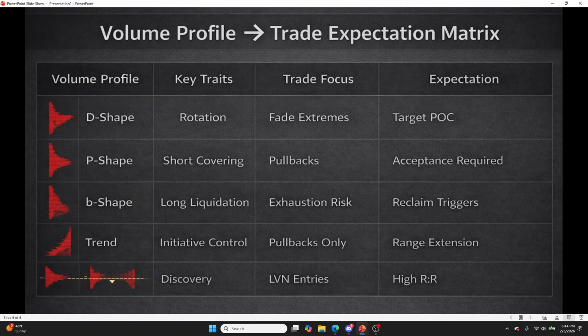The P shape is where you're really looking to get into that lower, target the pullbacks. And then once over that acceptance area, you expect shorts to get liquidated. The B shape is the inverse, so you do expect long liquidation to drive that trade.